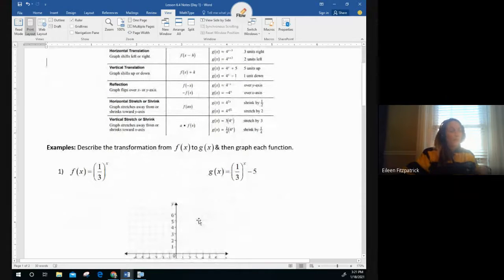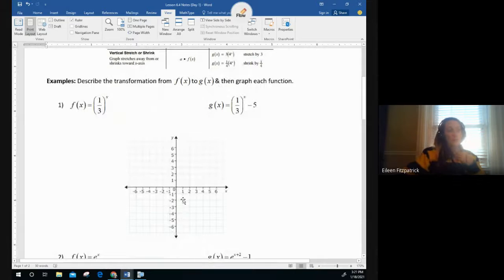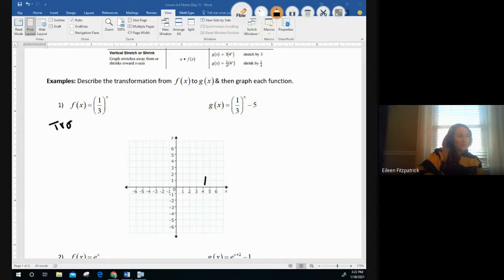Okay, so here it says, describe the transformation from f of x to g of x, then graph each function. I'm probably just going to graph on the graphing calculator, but you can write down a table of values and sketch it on your own. Just to make the video go a little faster, I'm probably not going to graph every single one of them. For the transformation, f of x is (1/3)^x, g of x is (1/3)^x - 5. We should know that that is a translation 5 units down.